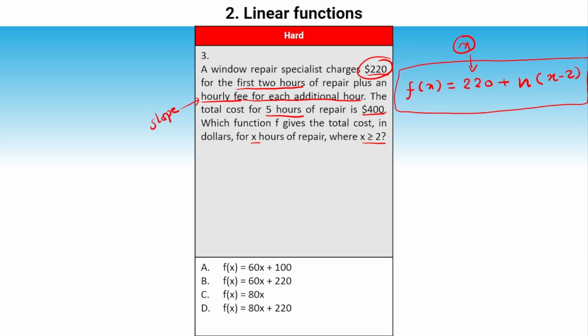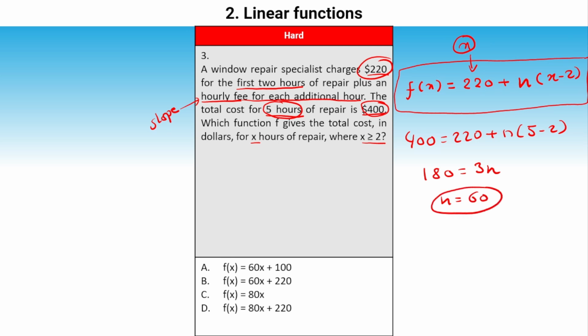So we have to use the given condition, that is for 5 hours the price is 400, right? So plug in 400 here: 220 plus n, and plug in 5 minus 2. So 400 minus 220 is 180, and 5 minus 2 is 3n. So n equals how much? That is 60. So n is what? Basically the hourly fee, right? That is the cost per hour. So now plug it here in the main equation, and that will be our answer.